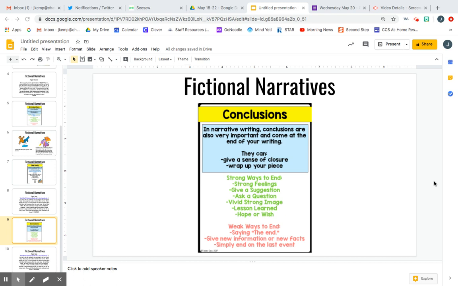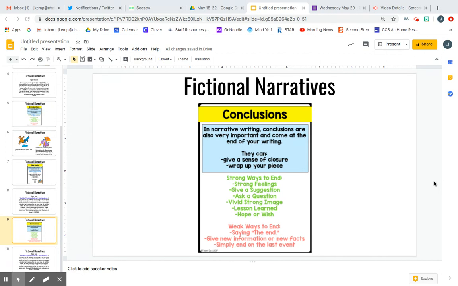It's Mrs. Kemp, and today we are going to finish talking about the components of fictional narratives. So, on Tuesday, we talked about the different things that you need to include in your narrative, like characters and setting. There needs to be a problem and a solution. You need to be able to retell a few key main events.